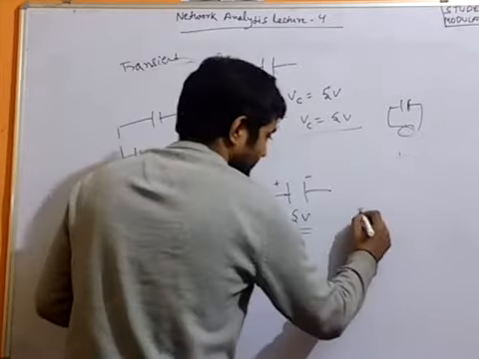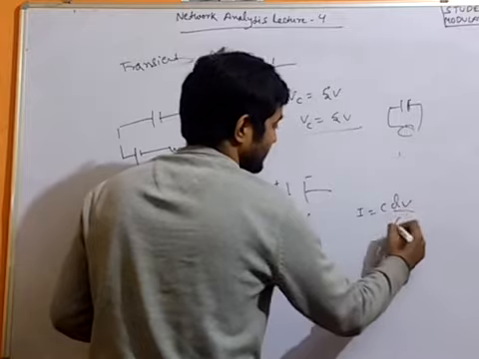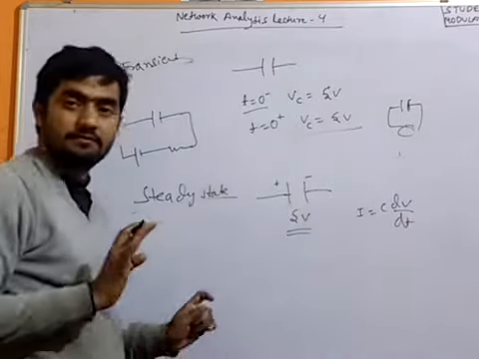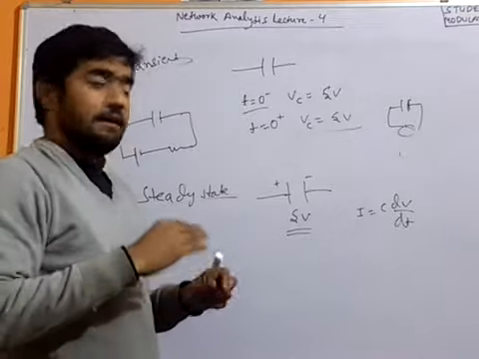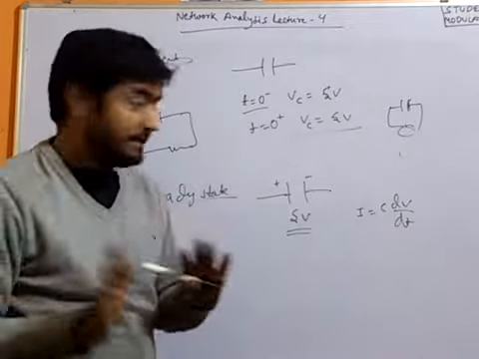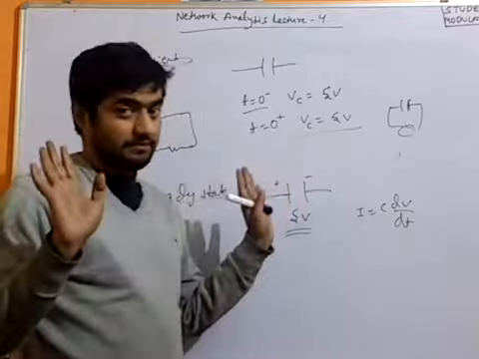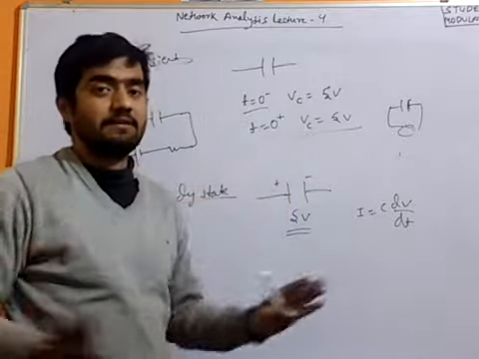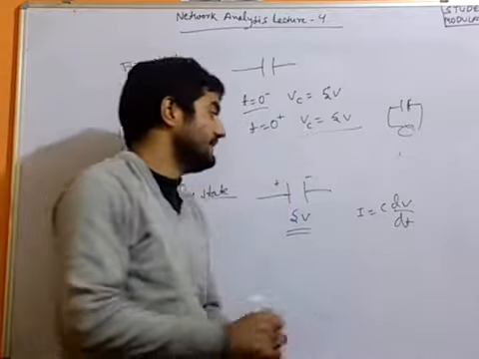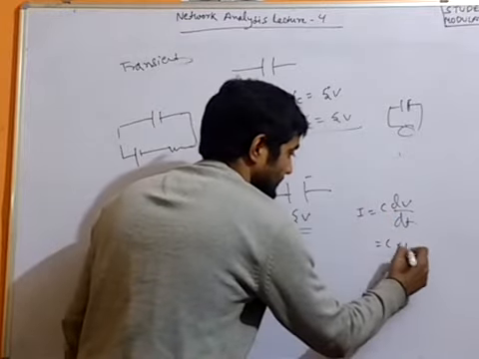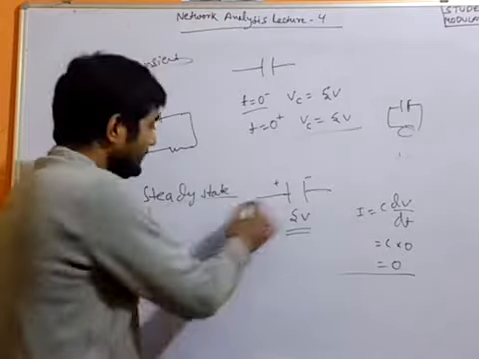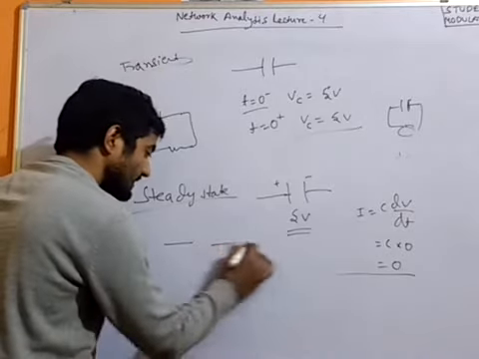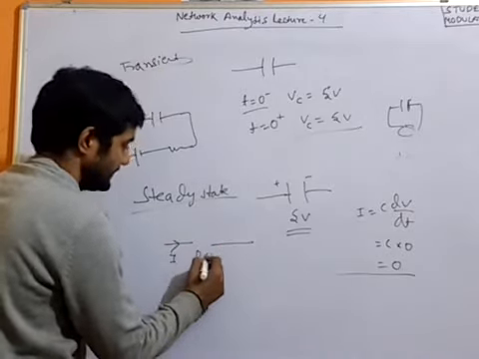Okay, so we know I equals C dV by dt. It has been charged up to some voltage. Then after that there will be no increment in the voltage. There will be no change in the voltage further. It means dV by dt will become 0. C into 0, of course, the current will become 0. So current becomes 0. It means there will be an open circuit.